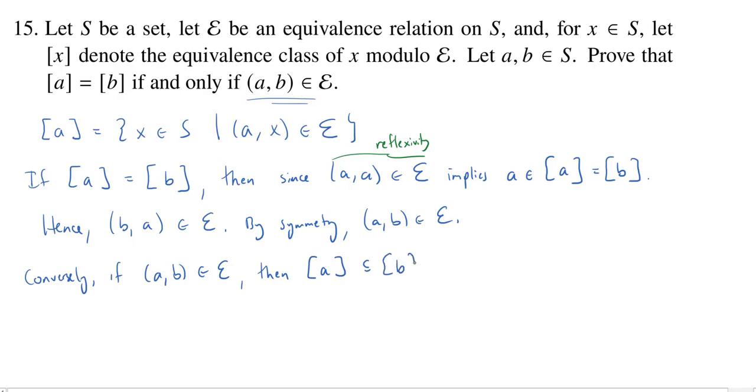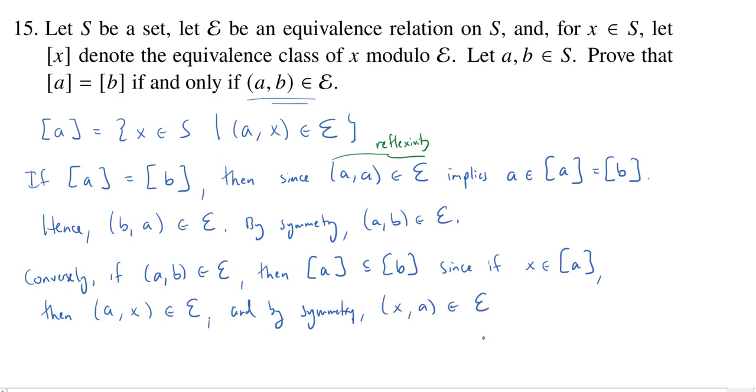Okay, why is that true? Well, we're going to show that if I have an element from the class of A, it's an element from the class of B. So if X is an element from the class of A, what does that mean? It means that (A, X) is in E. But by symmetry, we can turn that around: (X, A) is an element of E.